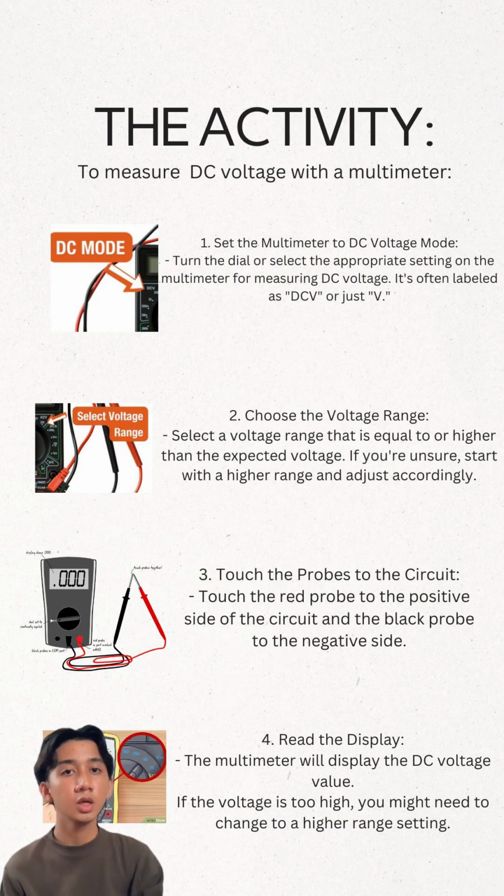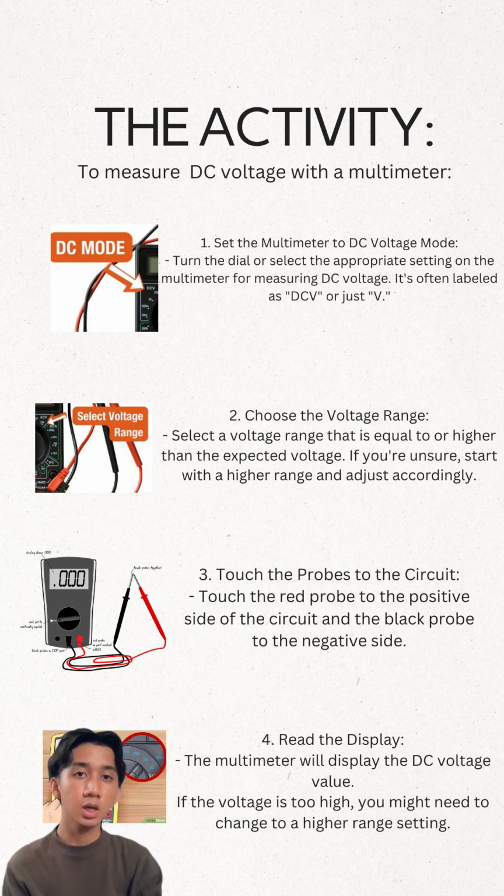Next is the activity to measure DC voltage with a multimeter. Firstly, set the multimeter to DC voltage mode. Turn the dial or select the appropriate setting on the multimeter for measuring DC voltage. It's often labeled as DCV or just V. Number 2, choose the voltage range. Select a voltage range that is equal to or higher than the expected voltage. If you are unsure, start with a higher range and adjust accordingly.